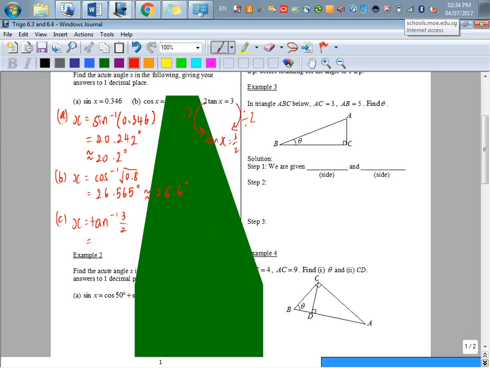So use your calculator, you get 56.309. Round it off to 56.3 degrees. Okay?